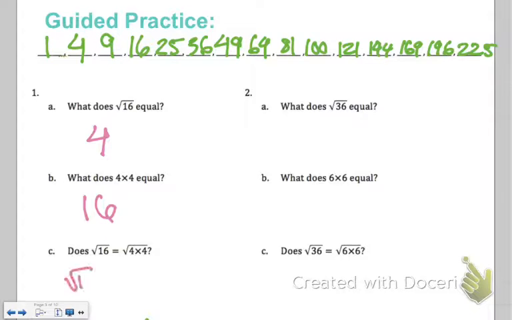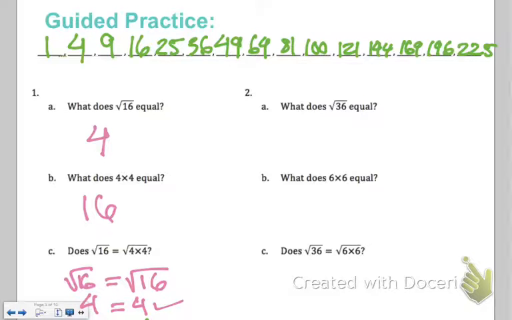So the square root of 16 is equal to the square root of 4 times 4, because 4 times 4 is 16. So if we were to simplify this one step further, we would say that 4 is equal to 4, which is a true mathematical statement.